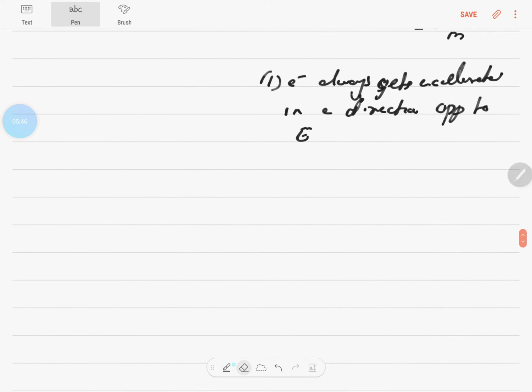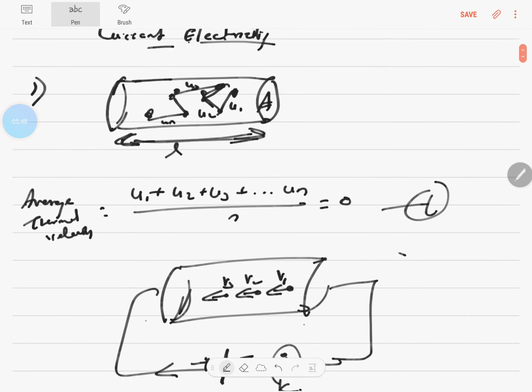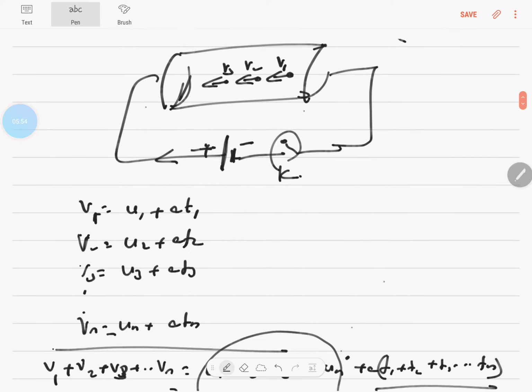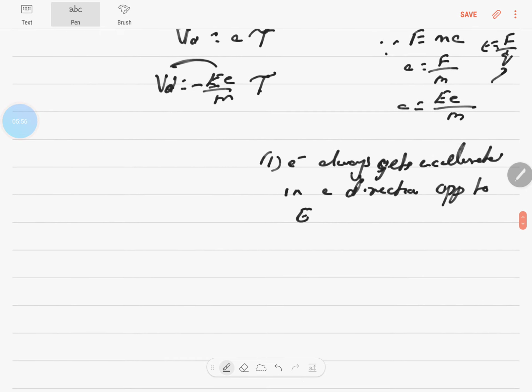Let's derive a relation. So this is drift velocity derivation. Basically what I did now is drift velocity derivation. Now it's all going to be MCQs for you. You just have to know the final velocity formula. Vd is minus capital E small e by m into relaxation time.